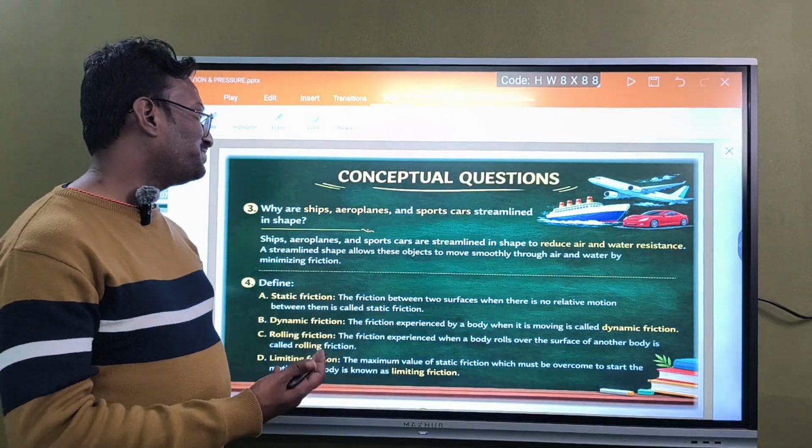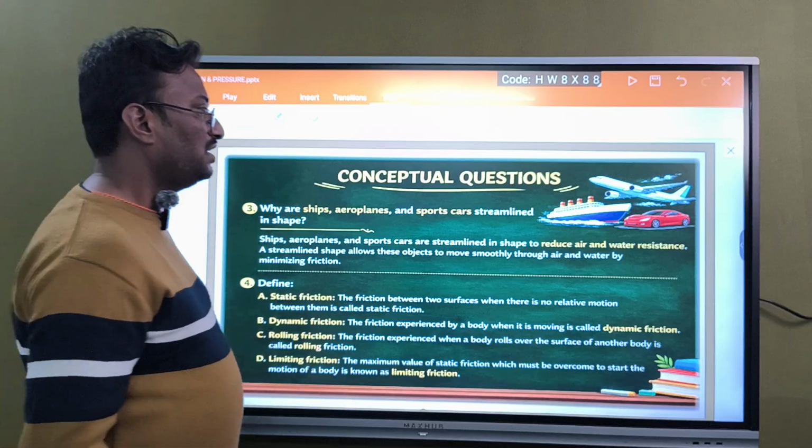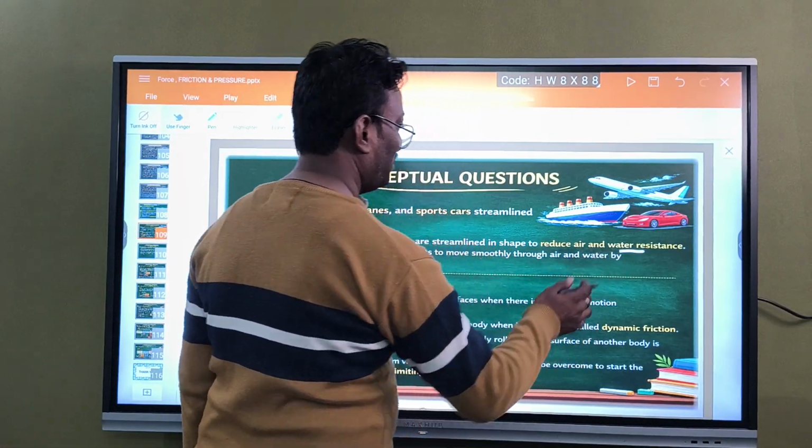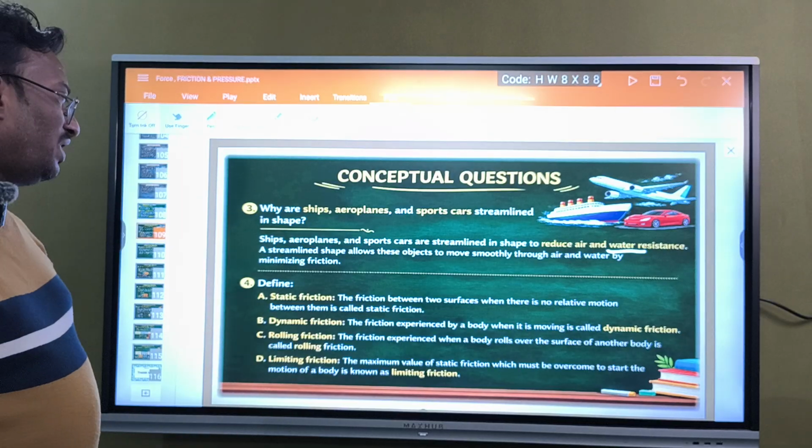Next thing, why are ships, aeroplanes and sports cars streamlined in shape? Because to reduce air and water resistance, to minimize the friction of air and water.